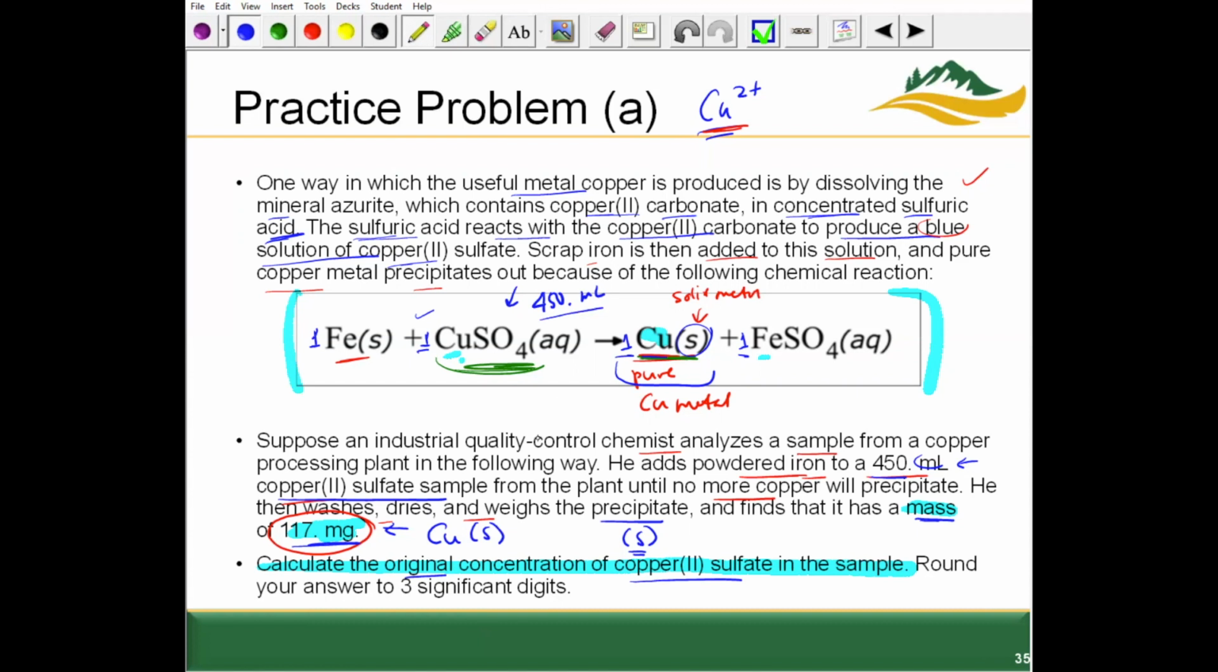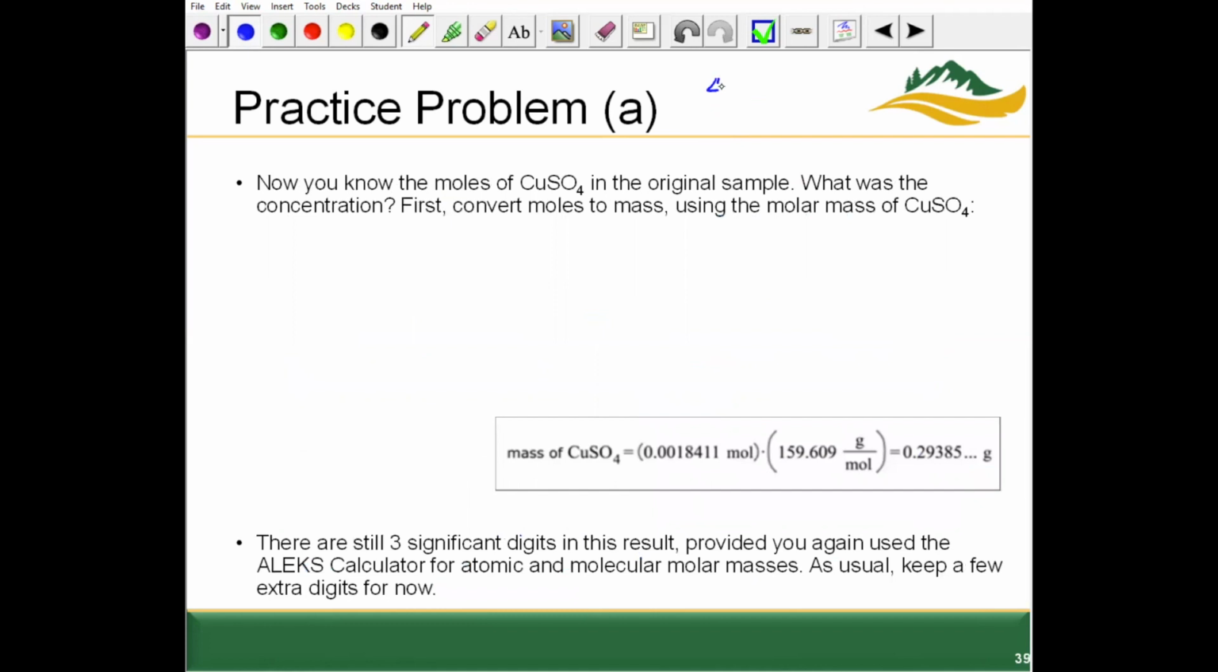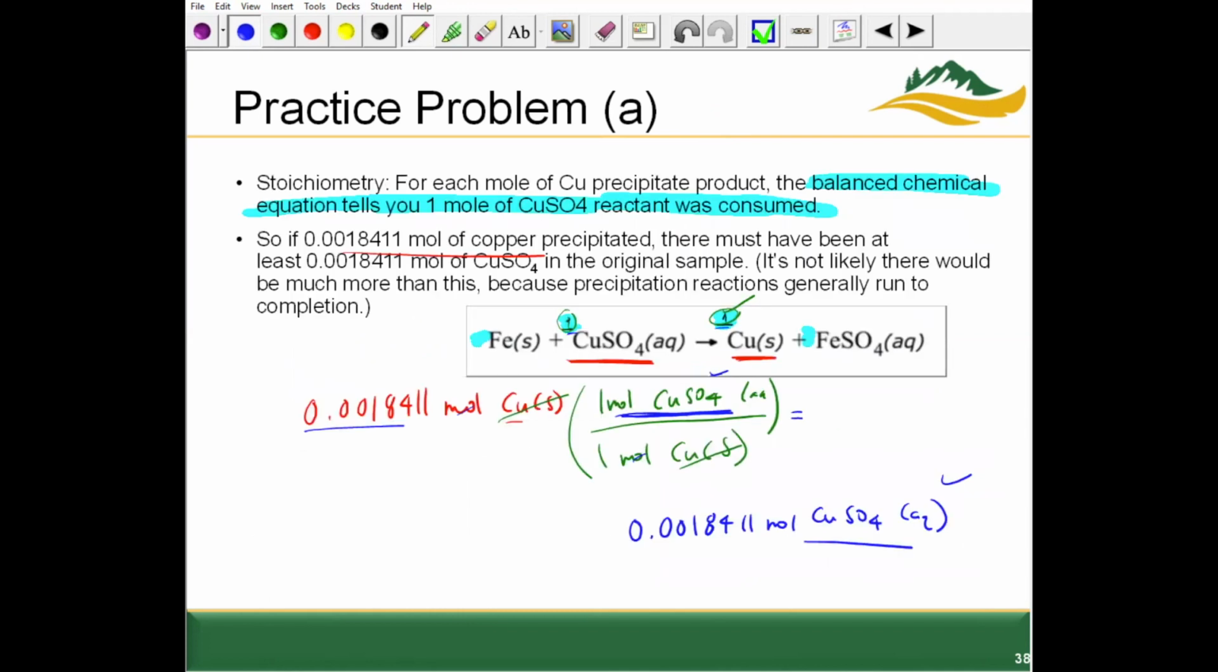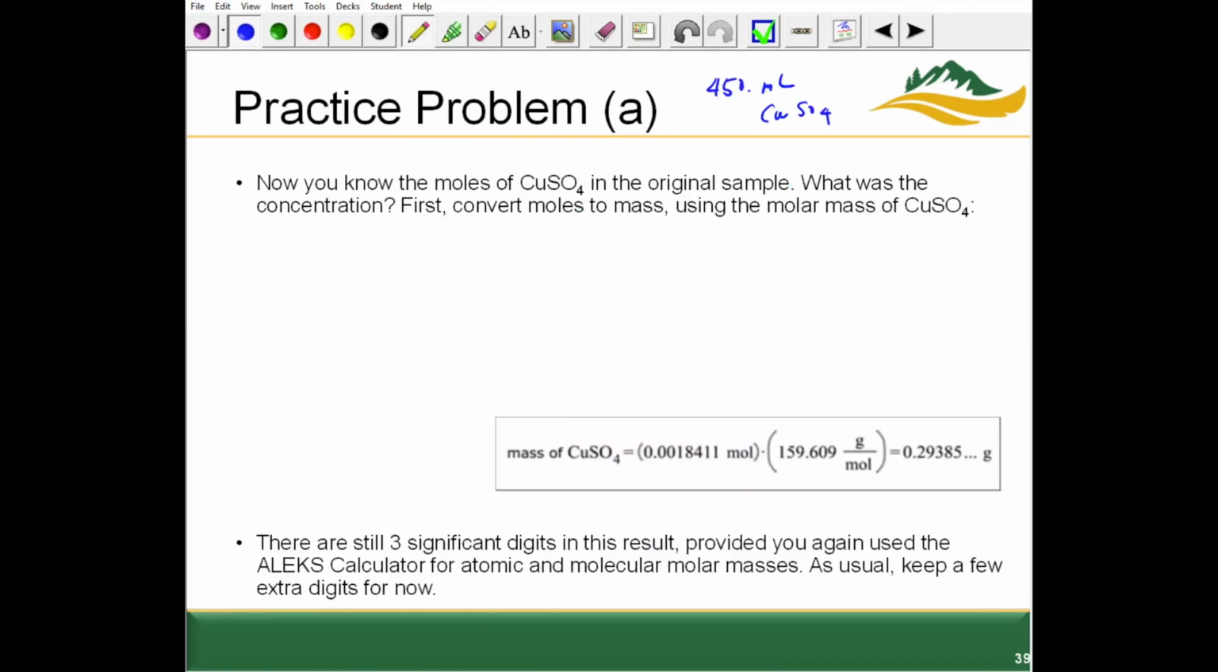So let's finish connecting the dots and get ultimately what we're asked for, which is the concentration of copper 2 sulfate. So one piece of unused information so far in the problem is this many mils of copper 2 sulfate. Then from this slide, we did figure out that we have this many moles of copper 2 sulfate. So 0.0018411 moles of copper 2 sulfate.